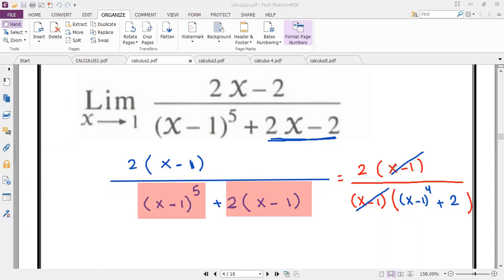When they cancel one another out, it's the zero factor at the top and the zero factor at the bottom. Then you will put 1 instead of x here. So it's 2 over, you will get here (1 minus 1) to the power of 4 plus 2. So it's 2 over, 1 minus 1 is 0, to the power of 4 is 0, plus 2, so it's 2. 2 divided by 2 equals 1.